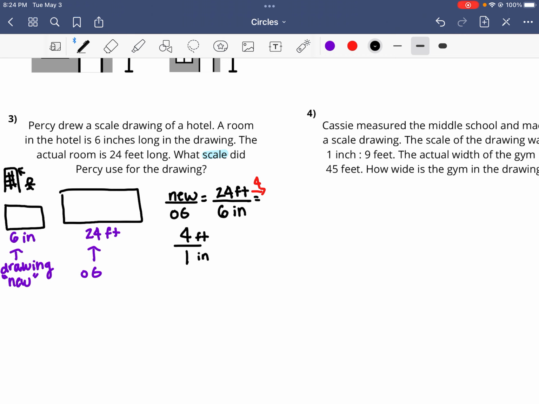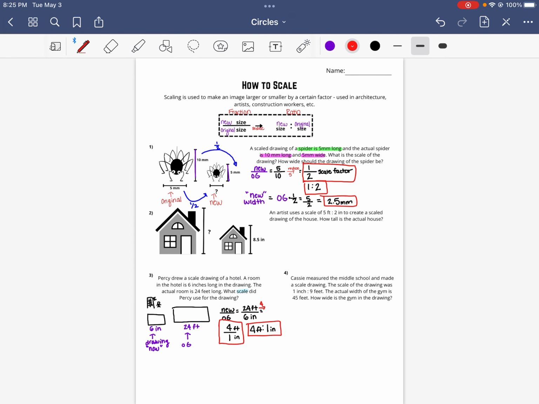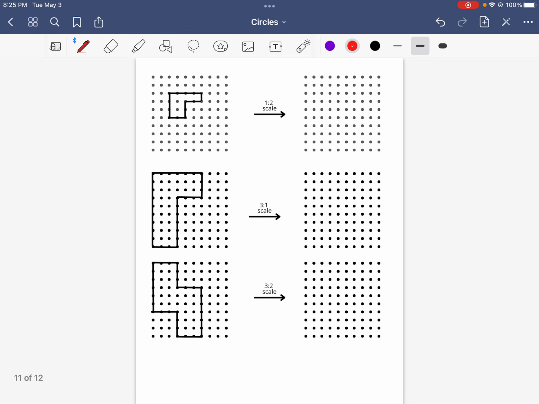This is really important because he's measuring the drawing in inches and the room is feet. So it's a big difference. You have to keep this in the actual answer. So this is the scale factor. For every 4 feet, he drew 1 inch on his paper. And the way we write this as a ratio is 4 feet, 1 inch. And there we go. Go ahead and try question 2 and 4 on your own. I'm going to jump to the back and help you guys out with this one.